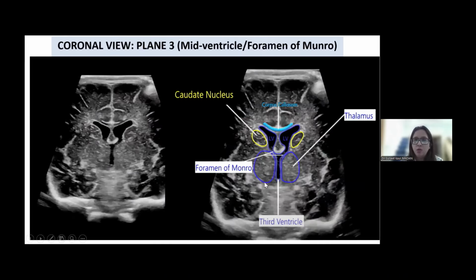So this is how you see it in the mid-ventricular view. I just highlighted the caudate. These are the lateral ventricles I showed you. These are the caudate nucleus, and this is the thalamus. This is the foramen of Monro.